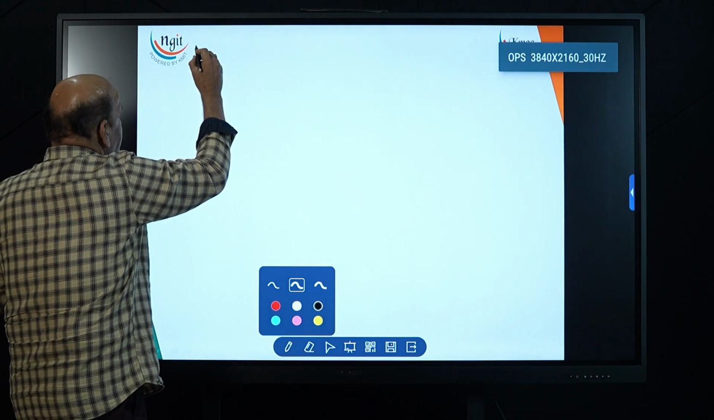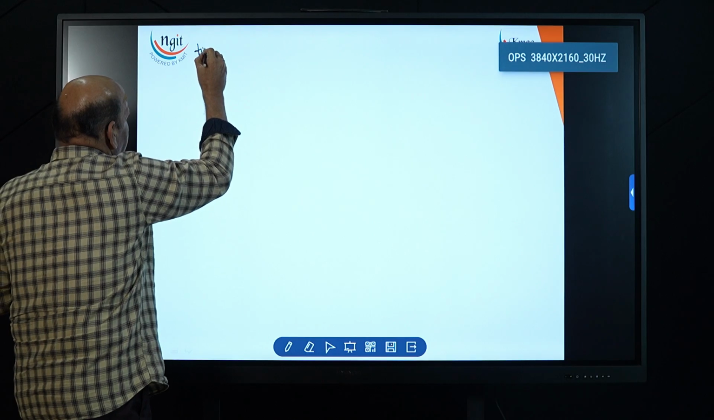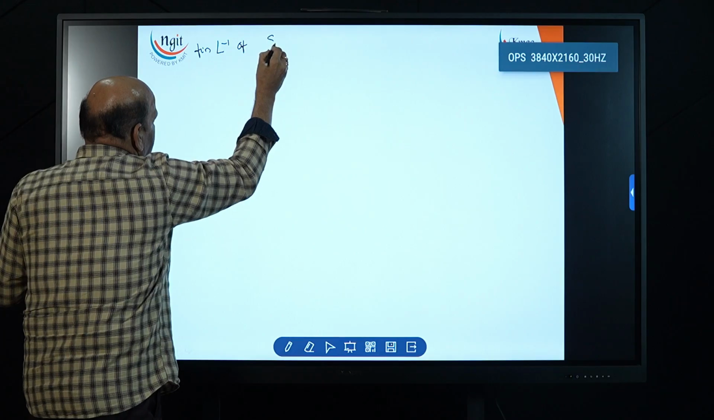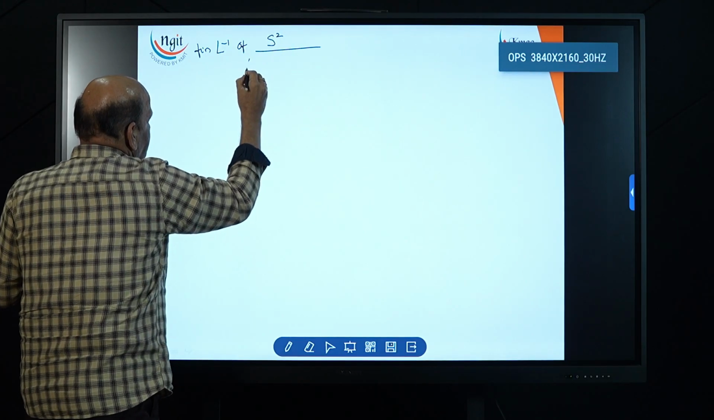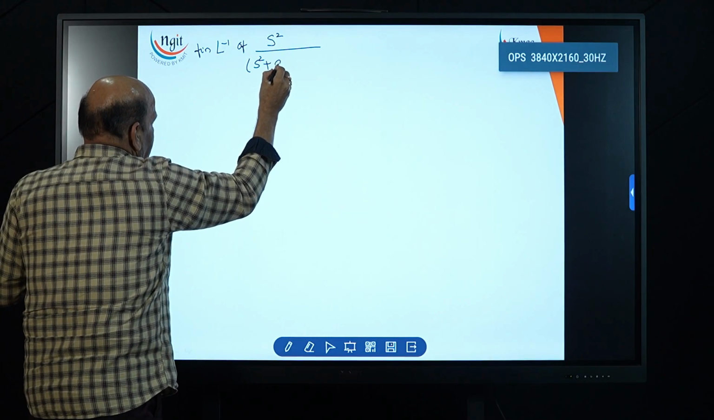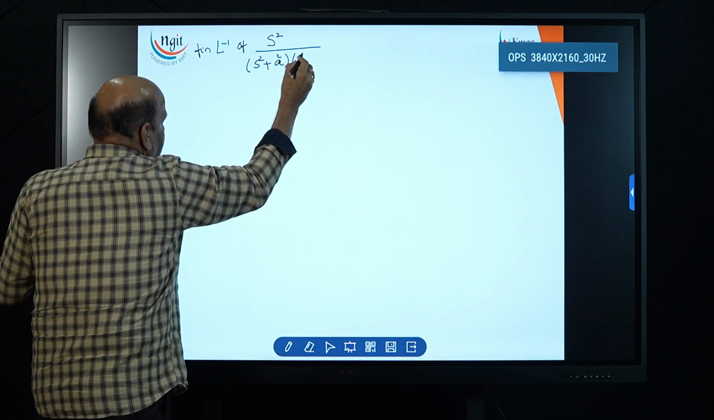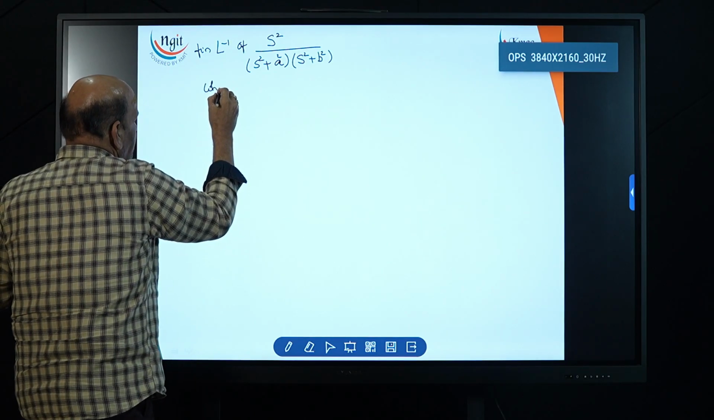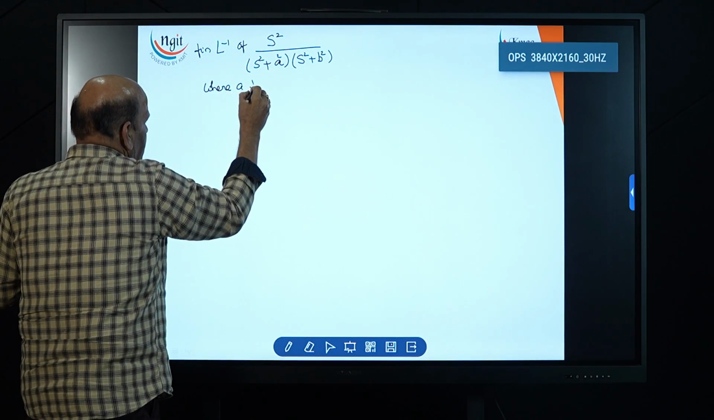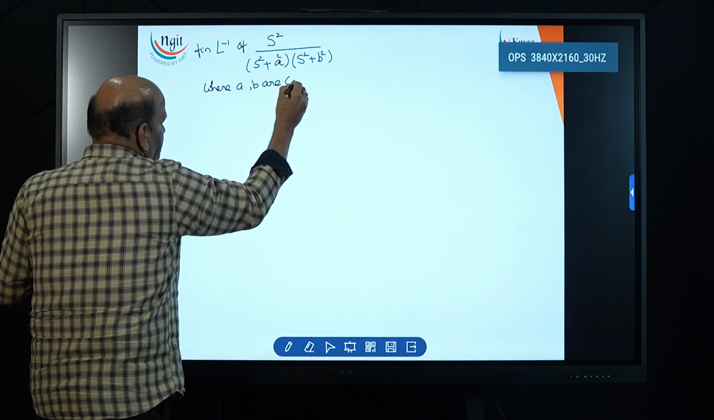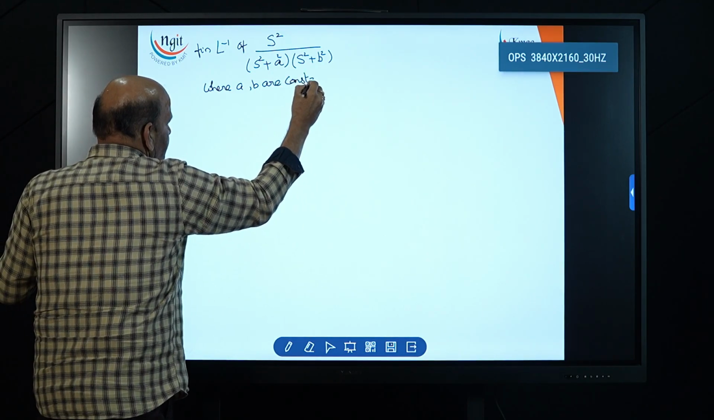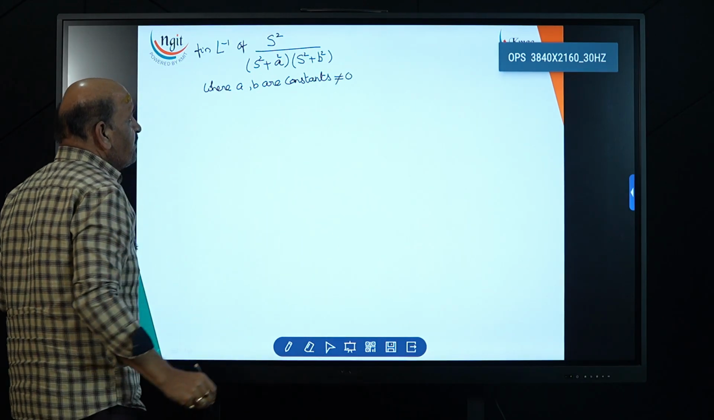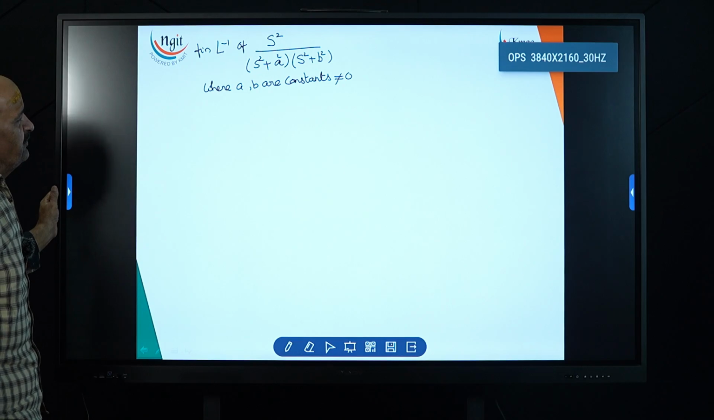Now just look at this: find L inverse of s square by (s square plus a square) into (s square plus b square), where a, b are constants not equal to 0. This is the question.